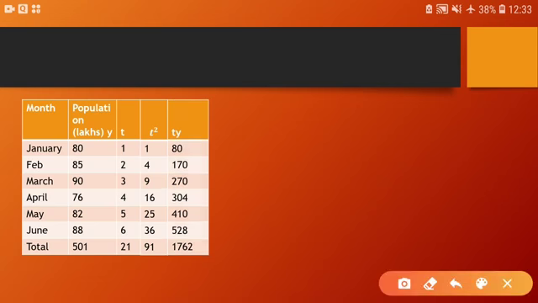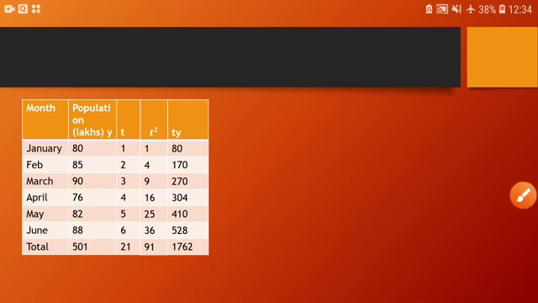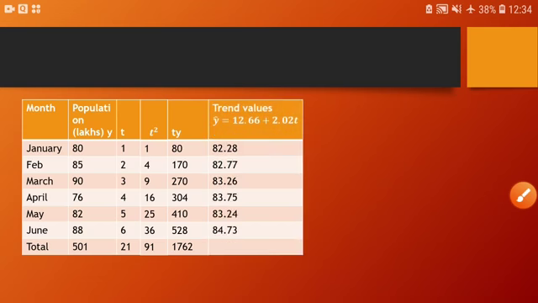Then ty. So ty is t into y. 80 into 1, 80. 85 into 2, 170. 90 into 3 is 270. 76 into 4 is 304. 82 into 5 is 410. 88 into 6 is 528. So total of ty is 1762. This trend value we will find at the end.